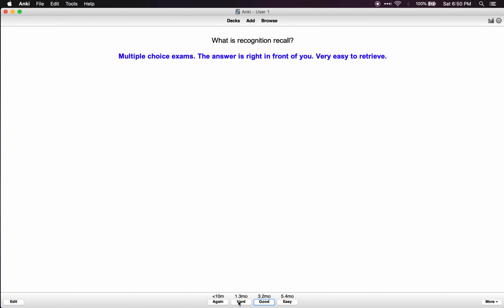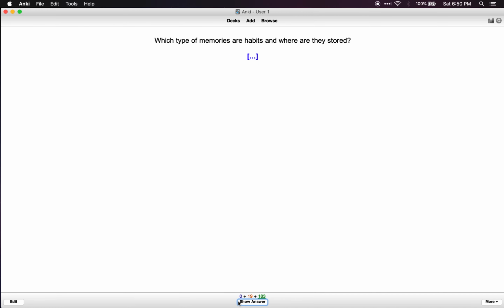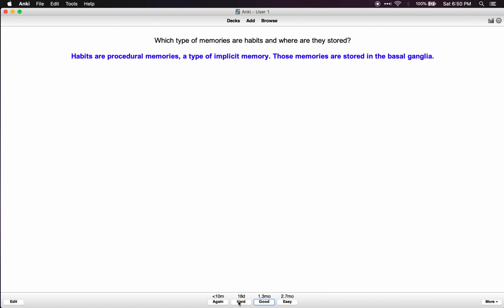What is recognition recall? Multiple choice exam. Answers are right in front of you, very easy to retrieve. Which type of memories or habits are implicit memory and stored in the basal ganglia? Habits are procedural memories, a type of implicit memory, and those memories are stored in the basal ganglia.